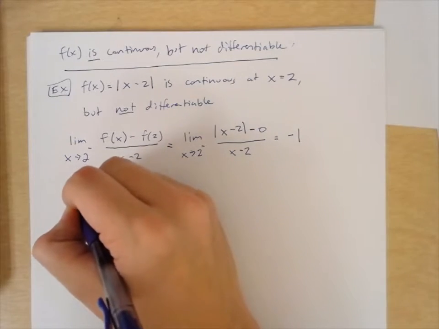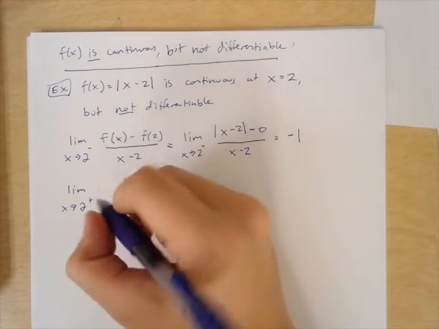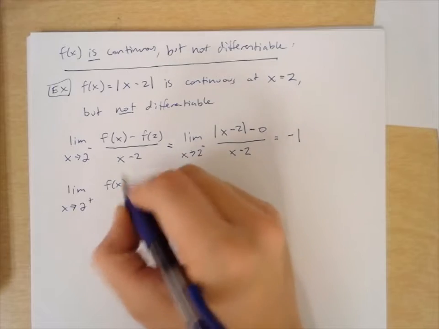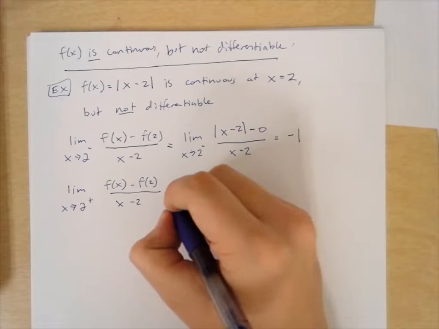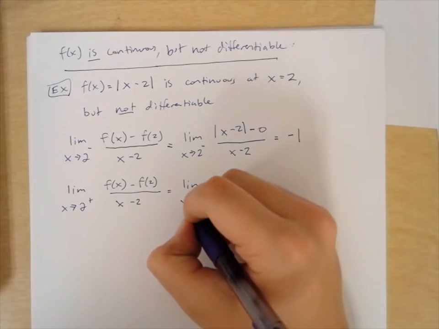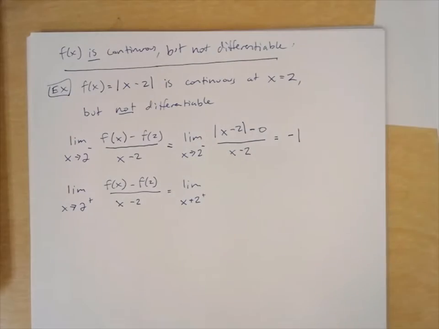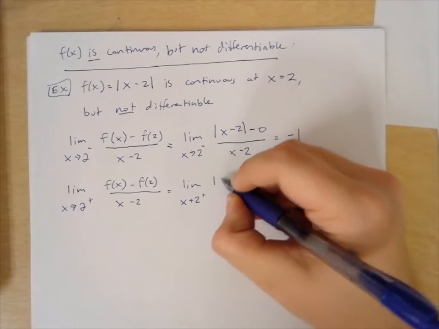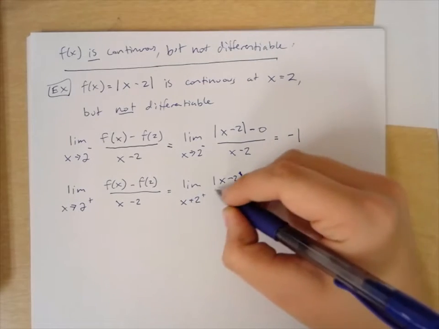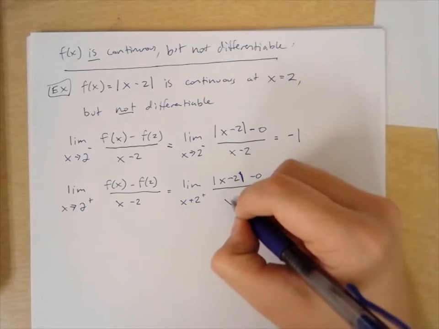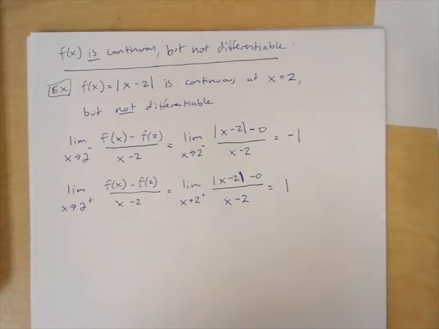And here, when we take the limit as x approaches 2 from the right, for the same function, so f of x minus f of 2 all over x minus 2, we get the limit as x approaches 2 from the right of the absolute value of x minus 2, oh, that's an absolute value, minus 0, and we have all over x minus 2, and that equals 1.